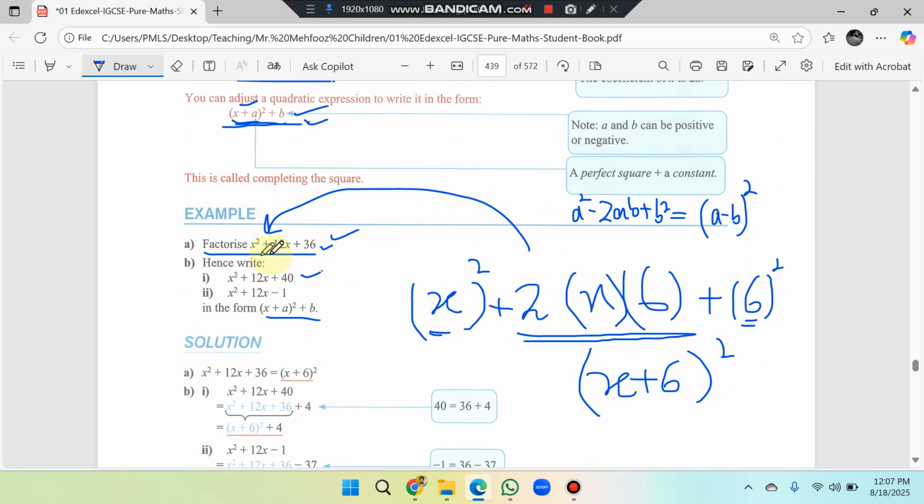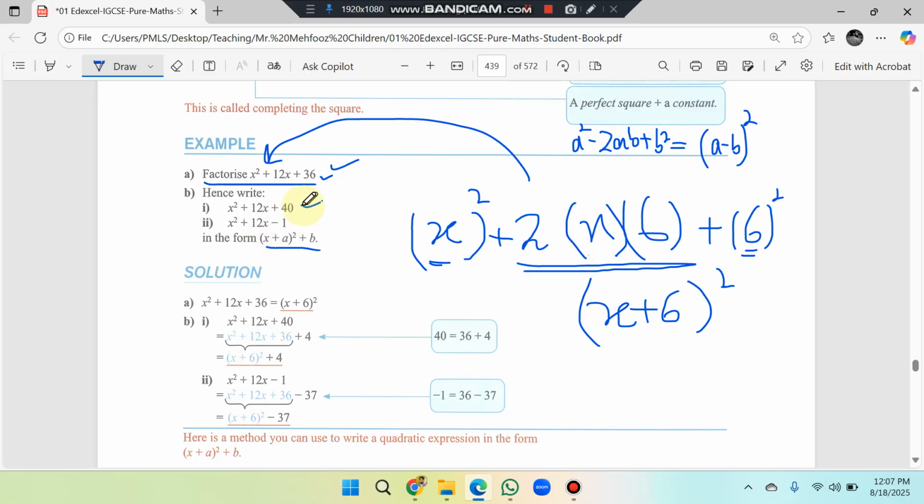Okay, so now in part B, we have to write x square plus 12x plus 40. First of all, we can see that we have recently solved that if 36 is here, then we can complete the square as x plus 6 whole square. So we split 40 into two terms. First term is 36 and second term is 4, right? So these three terms make the complete square, and this 4 can be written as it is. So it will become x plus 6 square plus 4. Do you understand or not?